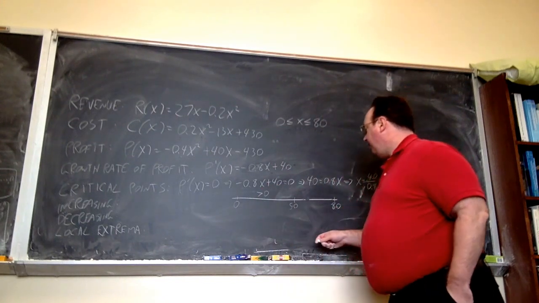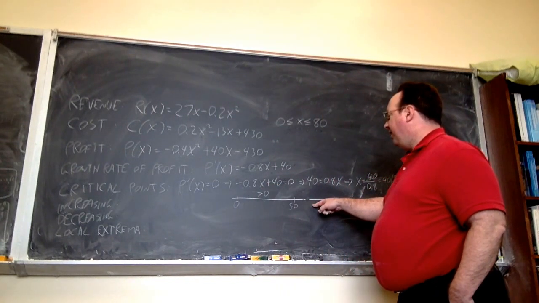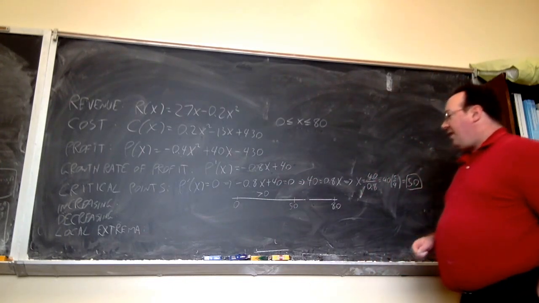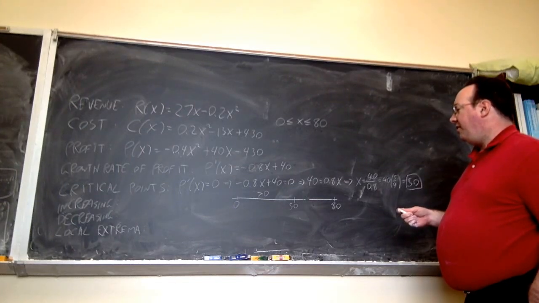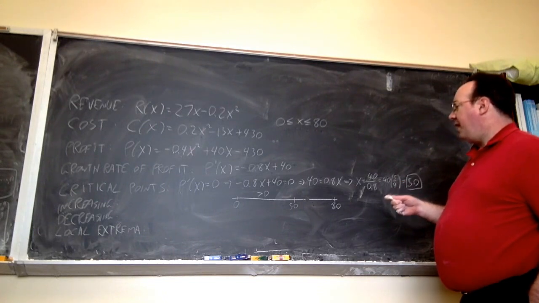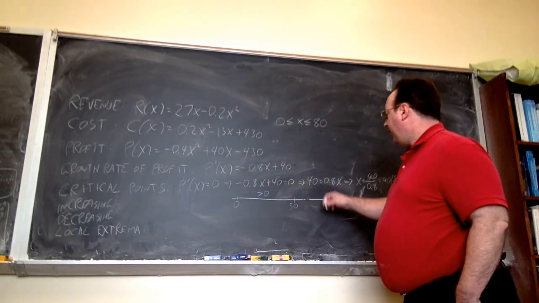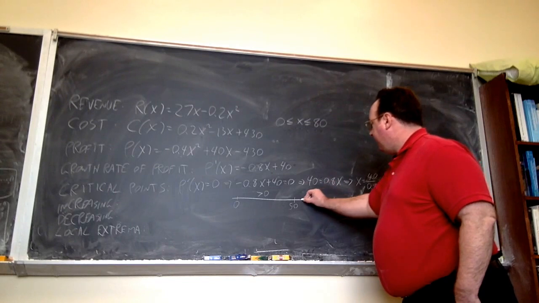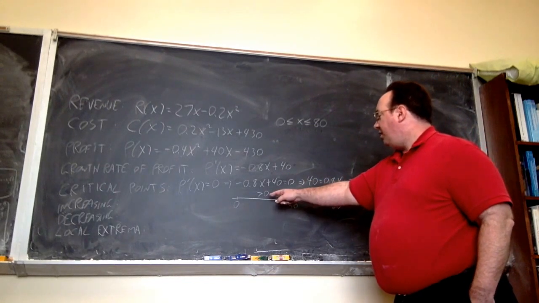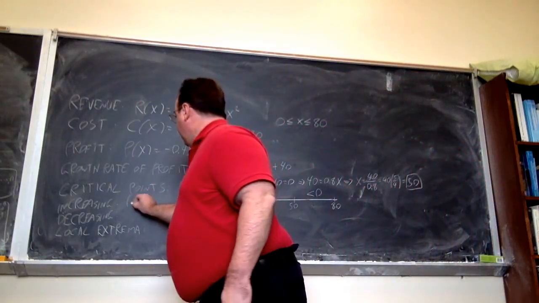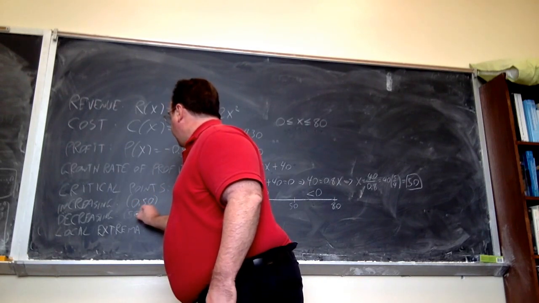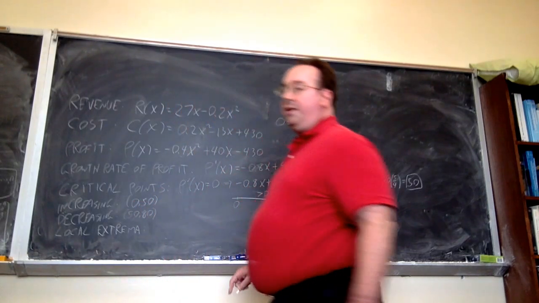And if I substitute in a value that's greater than 50, for instance, let's say 60. So 60 times minus 0.8 is minus 48, plus 40 is minus 8, so the result is negative. So that means that the profit is increasing on the interval 0 to 50, and decreasing on the interval from 50 to 80.